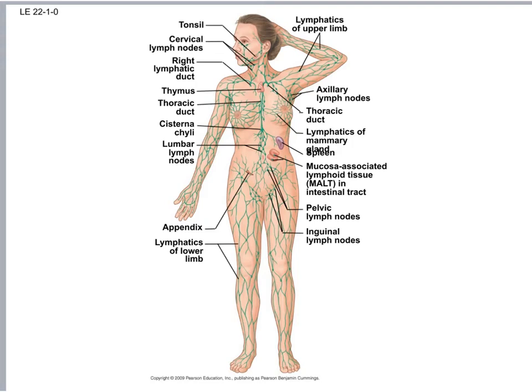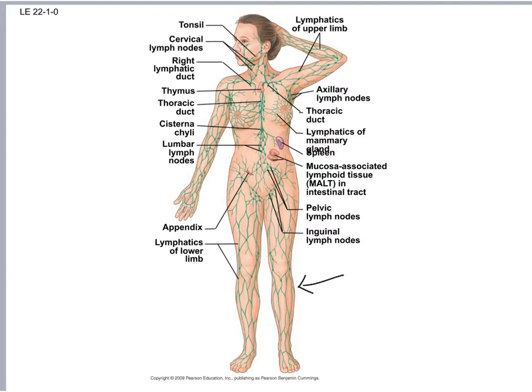All right, so this is chapter 22 on the lymphatic system. And so here you can see the entire lymphatic system. There's a lot of vessels, and those vessels are called lymphatic vessels. And wherever you have arteries, whatever tissues have blood supply to them, they're going to have lymphatic vessels. Usually the arteries and veins run right alongside the lymphatic vessels.